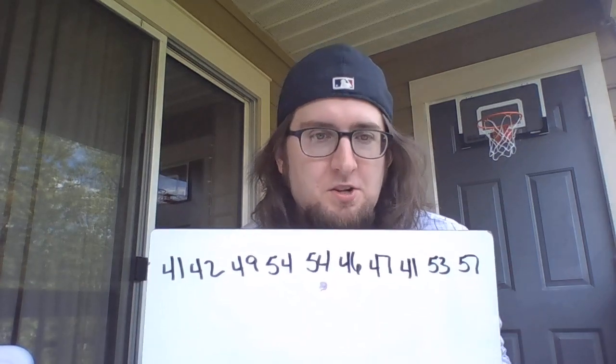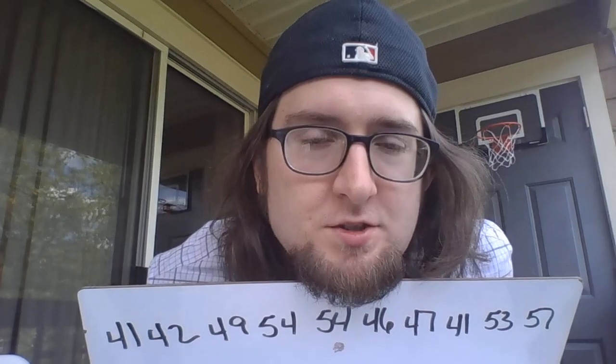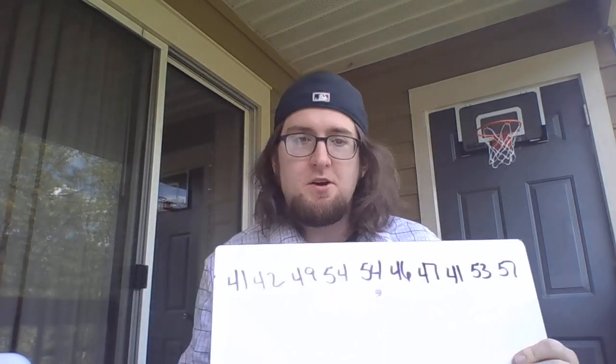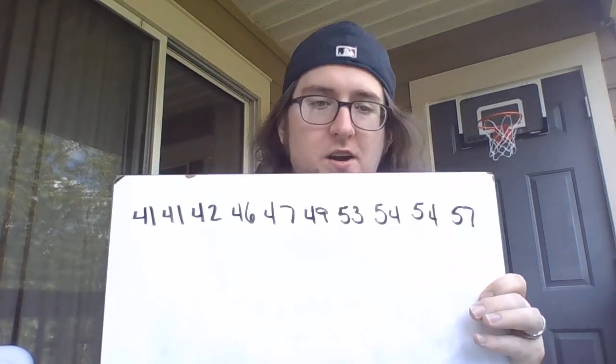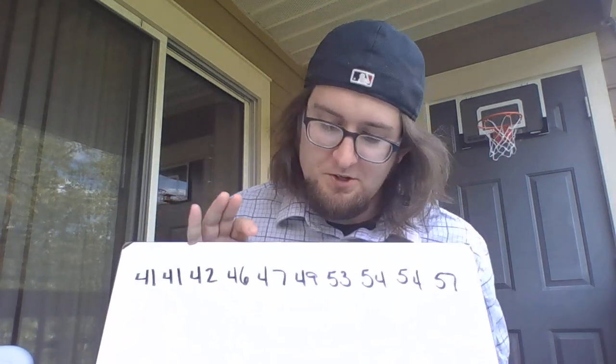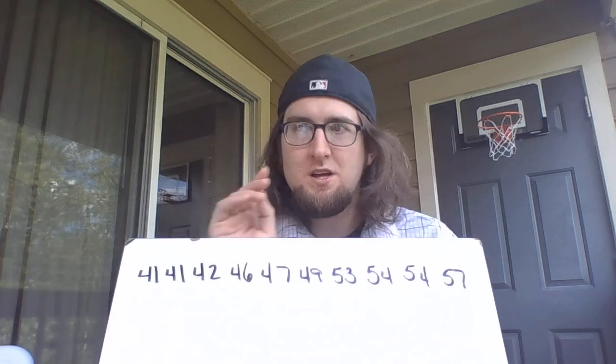Let's put the numbers in order least to greatest. So, this is like a cooking show, but I've already got that prepared for you. And there are our numbers in order least to greatest. 41, 41, 42, 46, 47, 49, 53, 54, 54, and 57.